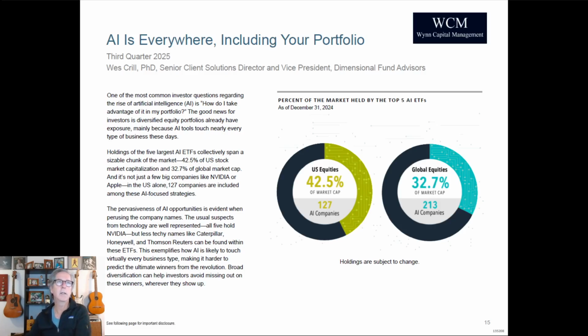This last slide is a research paper from Dimensional Fund Advisors, as usual, and the slide addresses the question of how to benefit from the expected profits of AI. In general, DFA, like Wynn Capital, believes that owning a diversified portfolio gives us a higher probability of owning the winners. There's a vast body of research that shows that over time, diversified funds perform much better than funds that stock pick and market time and are not diversified. It's an interesting read. I hope you take a look at it.